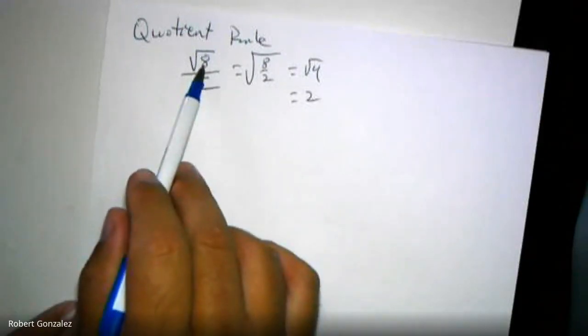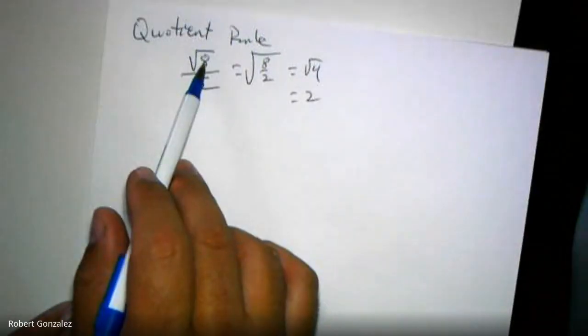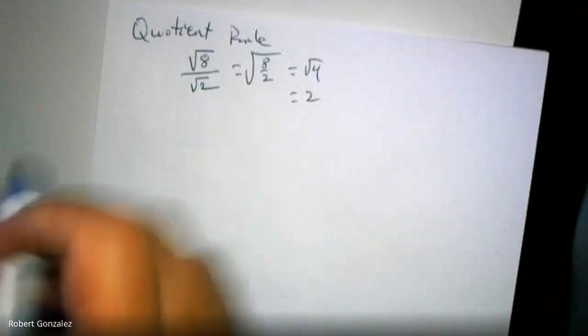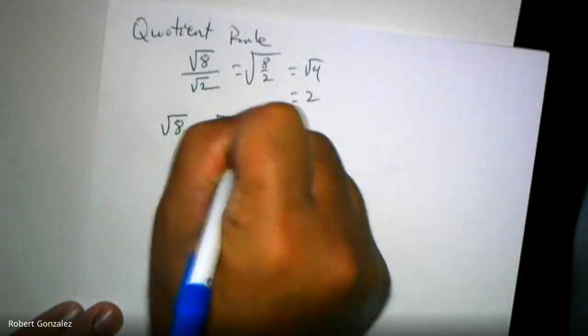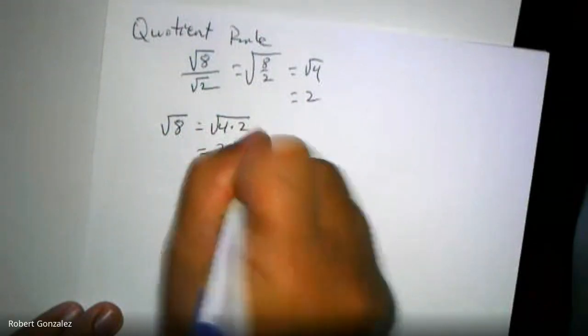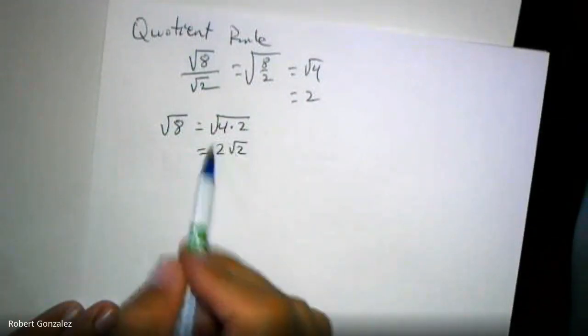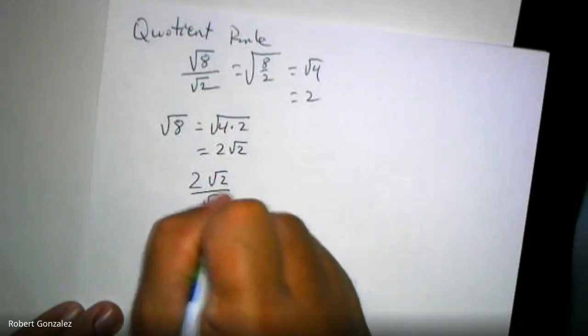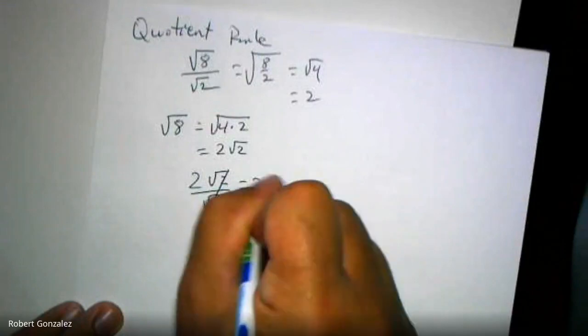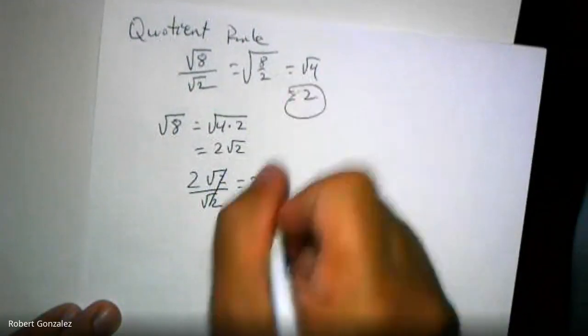What if you did it the other way, where you simplify the top? Well, square root of 8 is 4 times 2, which is 2 radical 2. I can put this in place of radical 8 on top. And my radical 2's cancel. So I got the same answer 2 different ways.